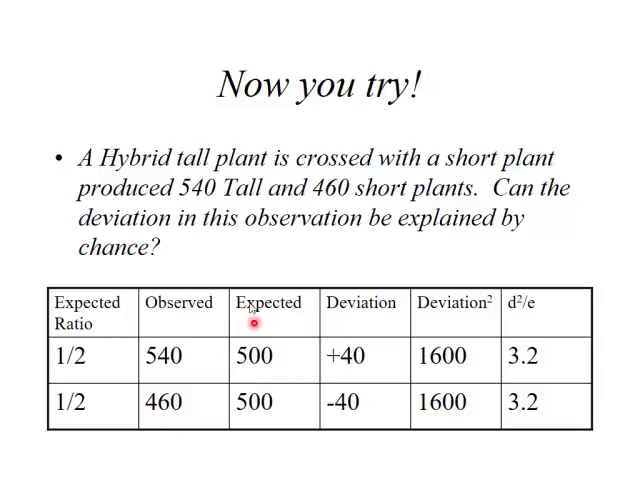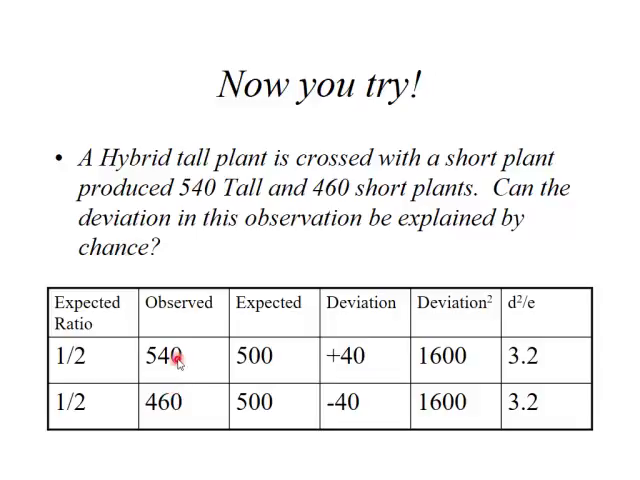We would expect to see 500 tall plants. We would do the same thing with 1,000 plants, multiply by 1/2, and we get 500. We would also expect to see 500 short plants, but that's not what we got. We got 540 and 460. So we have to figure out, are these close enough, or is there something else going on here?